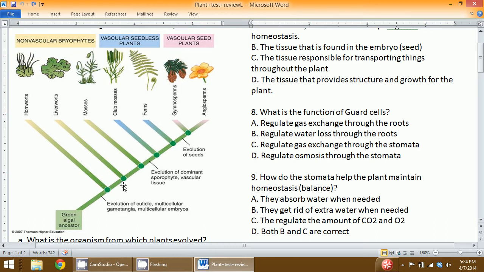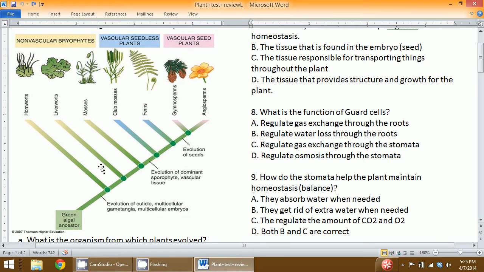Continuing. The liverworts. Alright, nothing new has happened here. Mosses, nothing new has happened. Bam! Evolution of dominant sporophyte and vascular tissue. And this vascular tissue is the easy to see difference. Club mosses, ferns, gymnosperms, angiosperms, they all have vascular tissue. On the other hand, everything that came before that evolution has branched off already. Mosses, they don't have vascular tissue.